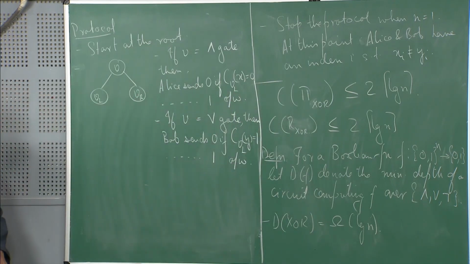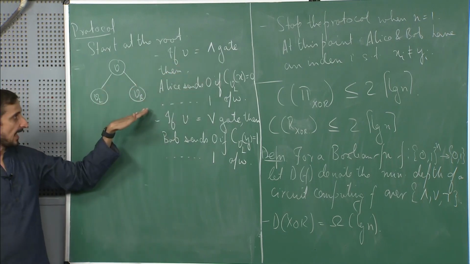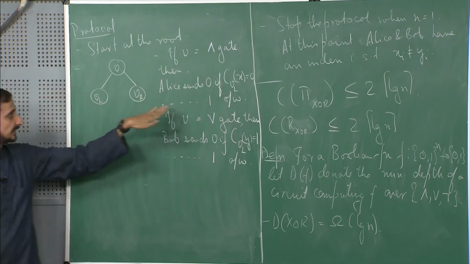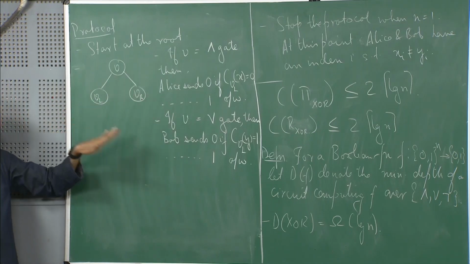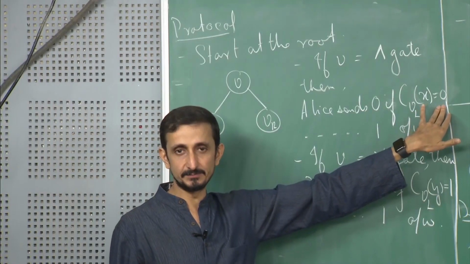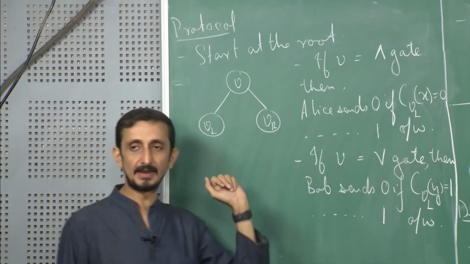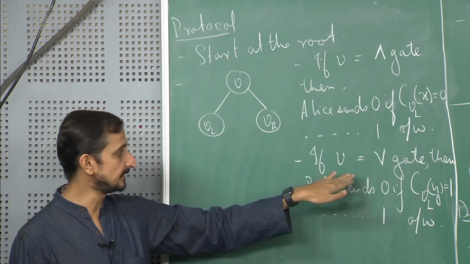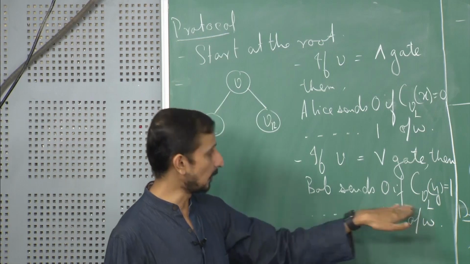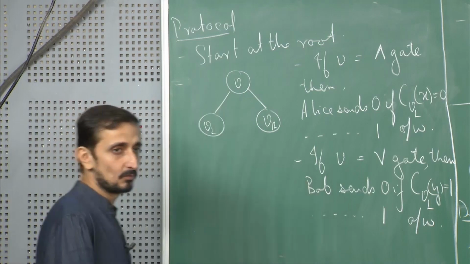Note we are doing exactly the same. If V is an AND gate, then Bob doesn't have to decide; Alice decides which direction to go. Alice sending 0 means go left now, because at the left child the invariant is maintained, and if the invariant is maintained at the right, then Alice sends 1. Bob does the same thing. If V is an OR gate, Bob sends 0 if the invariant is maintained at the left node, and Bob sends 1 otherwise.